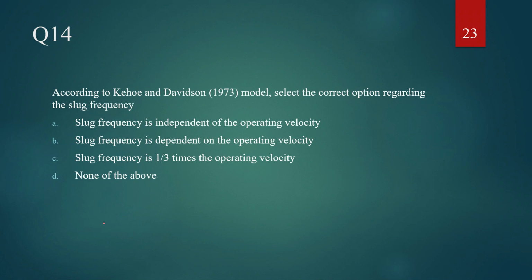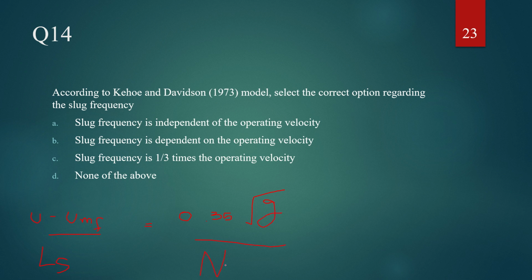According to the Kehoe and Davidson model, slug frequency is given by (U minus UMF) divided by LS, where LS is the length of the slug. Or in other words, U minus UMF is given by 0.35 times the square root of G.